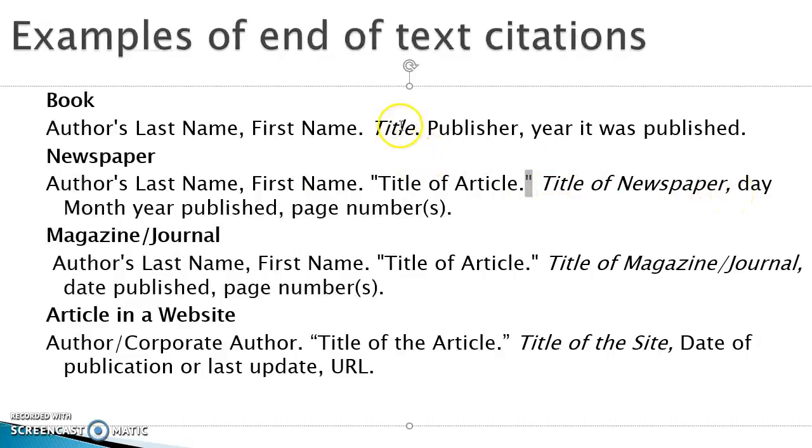You'll notice that the title of the book, the title of the newspaper, title of the magazine, title of the site are all italicized. So source material is italicized. And then it wants who published it here, the year it was published for the book, and then for your newspapers, when it was published and the page number where you found that information. And again, in an article on a website, then it wants the URL.